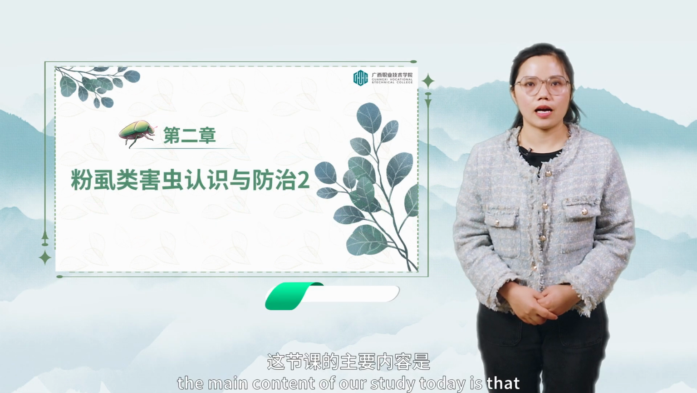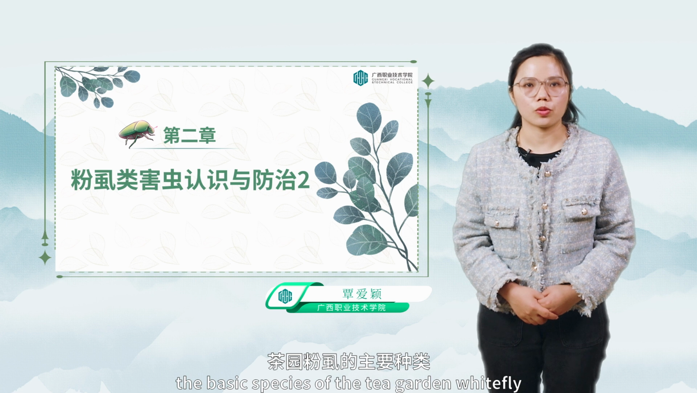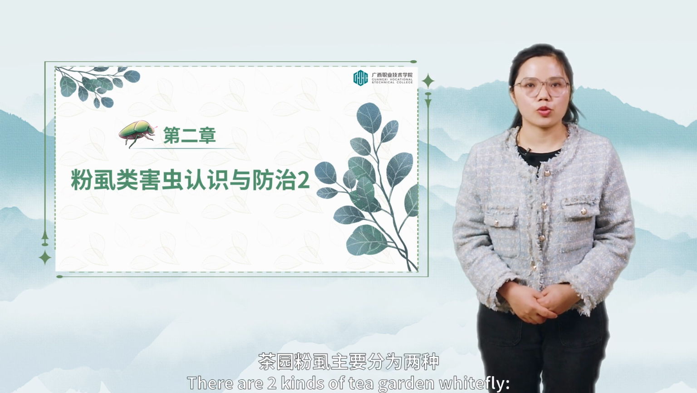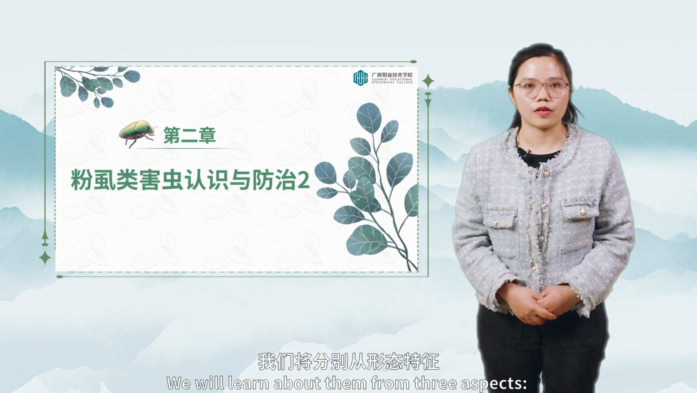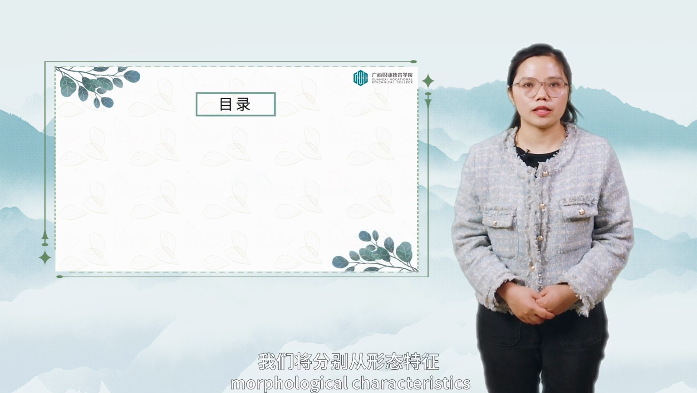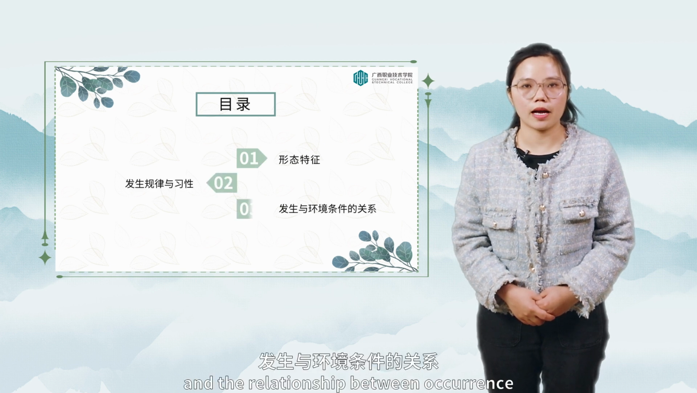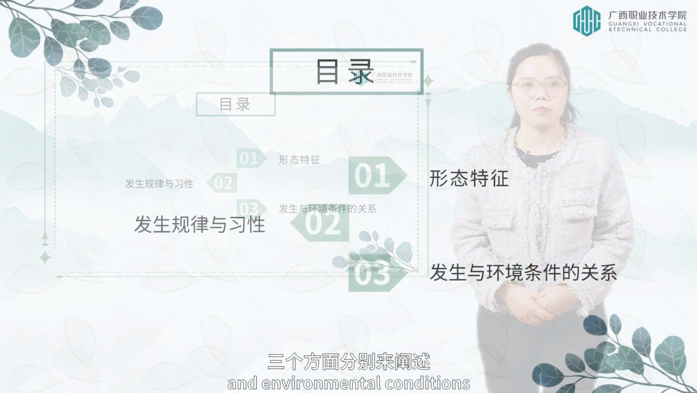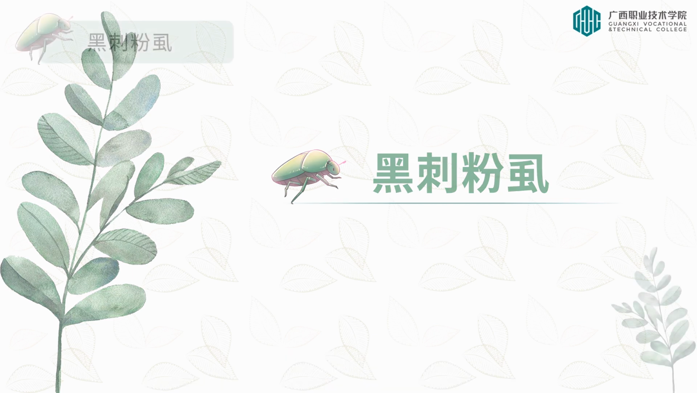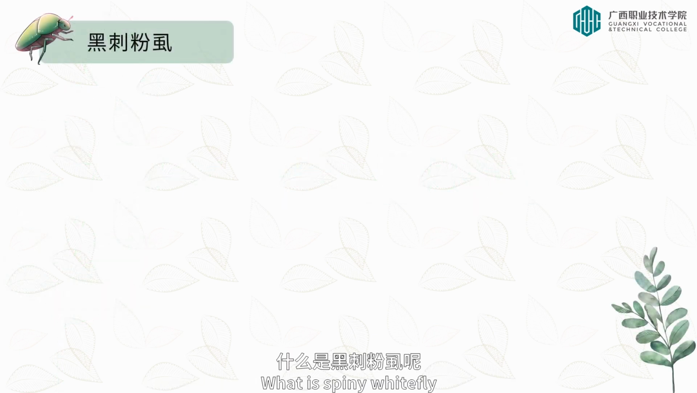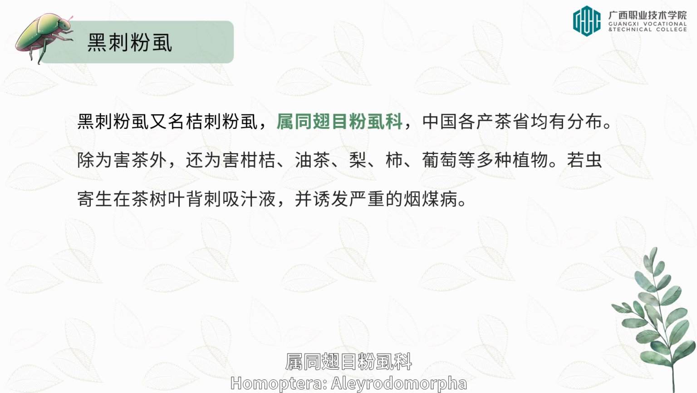Hi everyone, the main content of our study today is the basic species of the tea garden whitefly. There are two kinds of tea garden whitefly, spiny whitefly and citrus whitefly. We will learn about them from three aspects: morphological characteristics, occurrence regularity and habit, and the relationship between occurrence and environmental condition. We will first learn about the first kind, spiny whitefly.